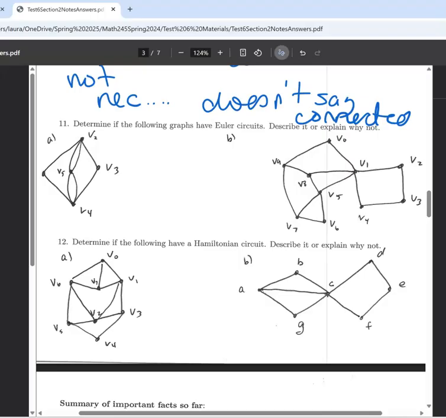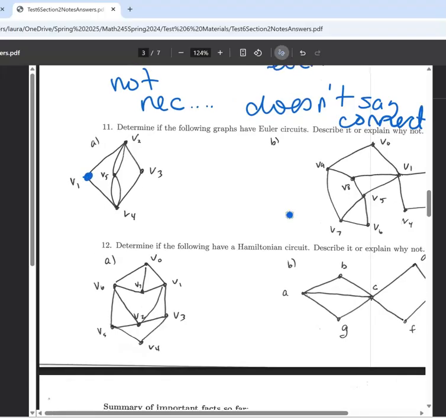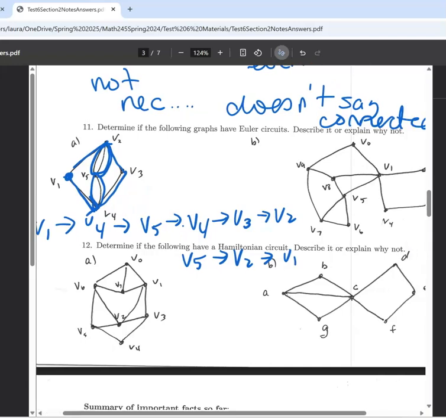Does this have an Euler circuit? It doesn't matter where you start. Just because I like ones, I'm going to start at V1. This doesn't have edges labeled, so I'm just going to go with the vertices. I'm going to go V1, and then down here to V4. Then I'll go to V5, and then back to V4. And then I'm going to go to V3, and then to V2. Then back down to V5, and then back to V2, and from here back to V1. That's a circuit, using every edge exactly once. So that is an Euler circuit.